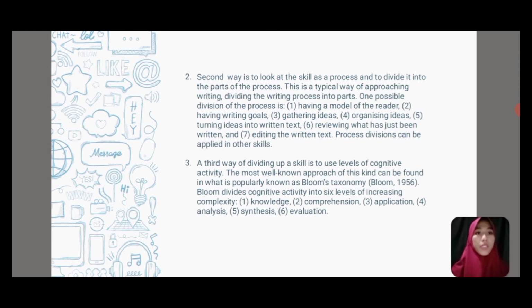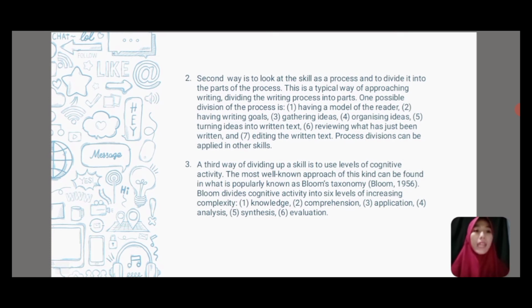One possible division of the process is: number 1 is having a model of the reader, number 2 is having writing goals, number 3 is gathering ideas, number 4 is organizing ideas, number 5 is turning ideas into written text. Number 6 is reviewing what has just been written, and the last, number 7, is editing the written text. Process division can be applied in other skills.